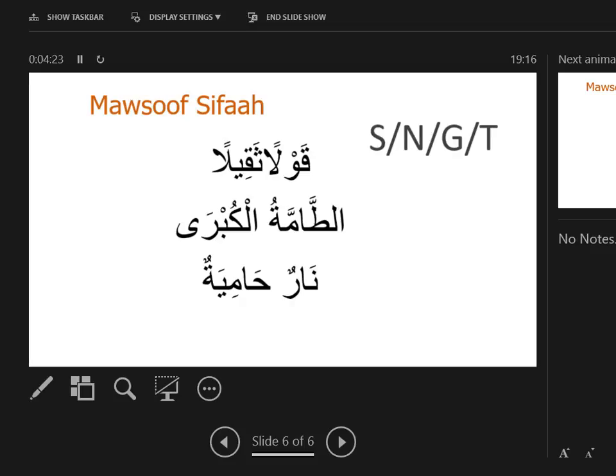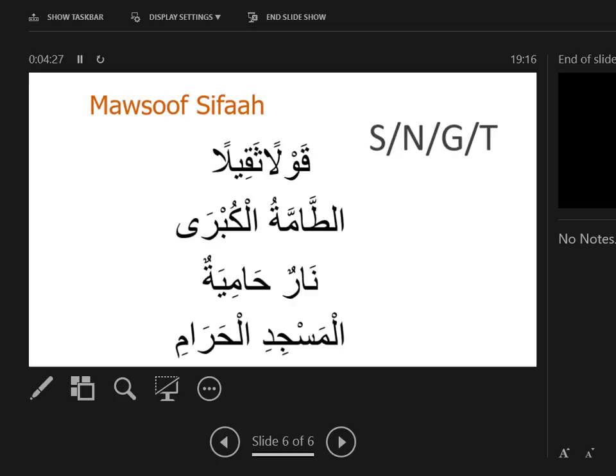It matches, and also the last part is also the same, using alif lam, and it is jar, so it should be matched. The four properties should be matched. It's the rule for Mawsoof-Sifah.